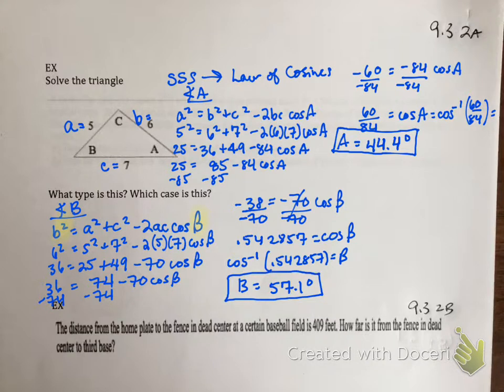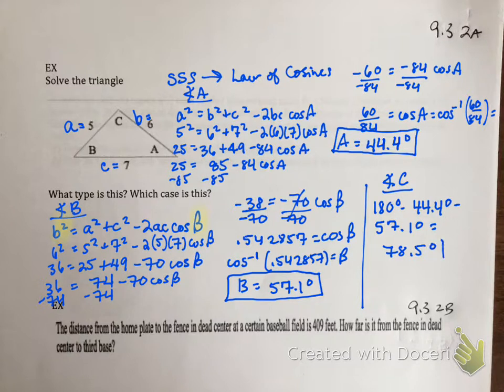Okay. So now I have one more angle left, that is angle C. To find angle C, I am going to use the fact that the interior angles have to sum to 180. So I'm going to take 180 minus A, which was 44.4 degrees, minus B, which I found to be 57.1 degrees. And when I subtract those, I get 78.5 degrees, and that is angle C. If I wanted to check myself, I'd add angle A, angle B, and angle C, and that better equal 180 degrees. All right, moving on.